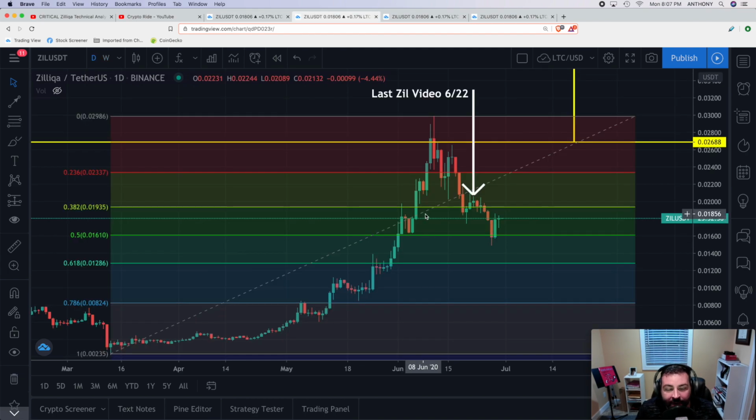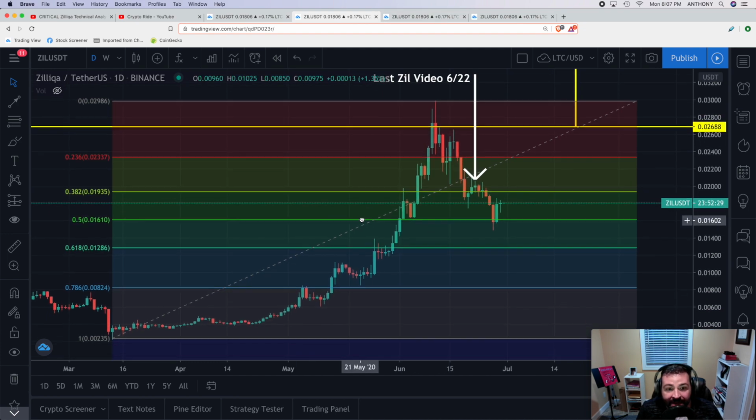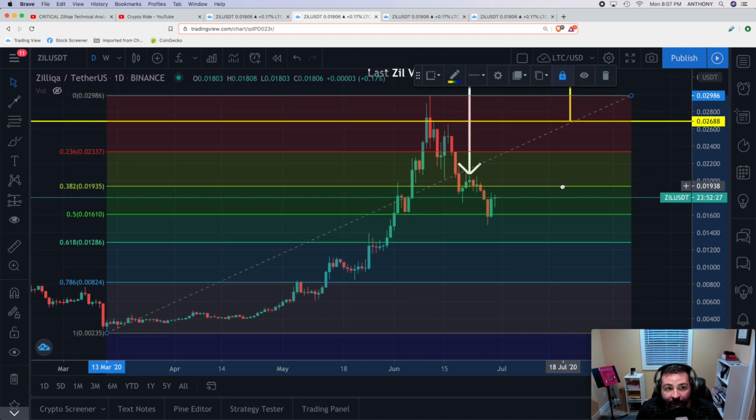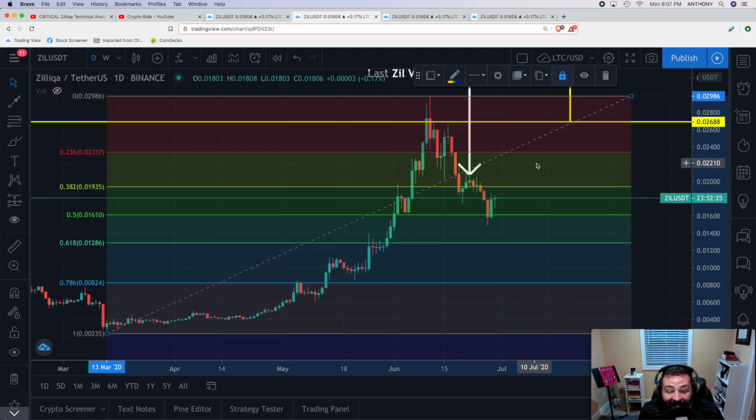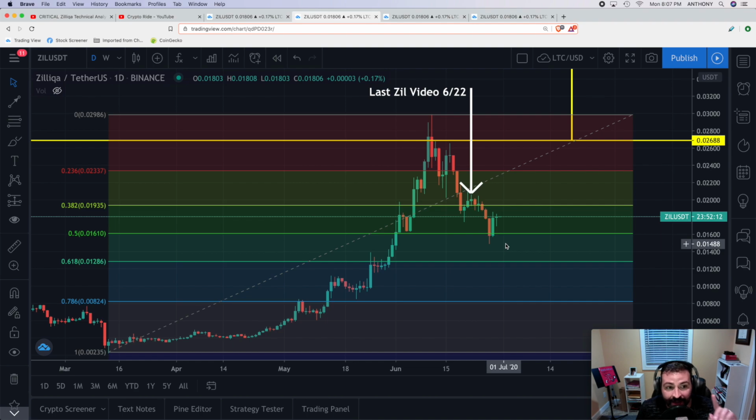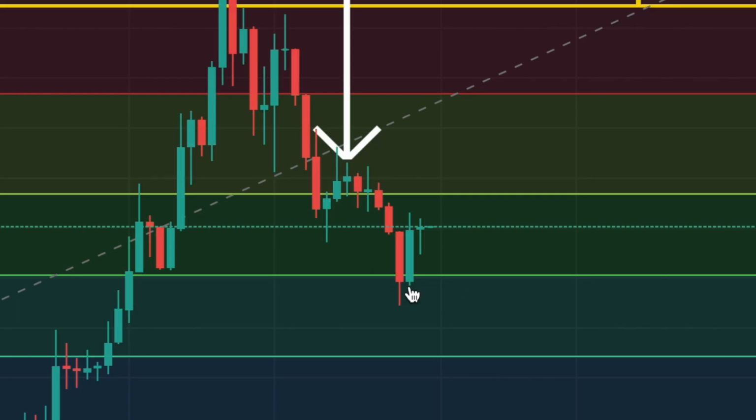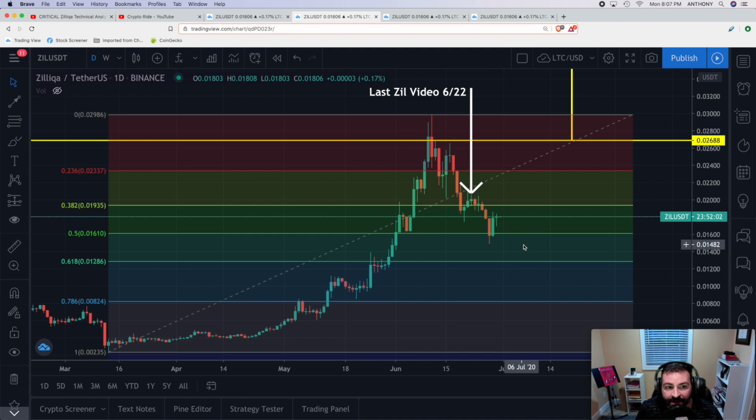Let's talk about what has happened since the last video. In the last video, I talked about these Fibonacci retracement levels. I showed them to you there, and I want to give you an update on them today. I do want to talk about the significance of this level right here. This is the 0.5 retracement level of our swing high. And of course, if you've been in Zilliqa, I'm sure you're well aware the swing high was 2.9 cents, right? So we have come halfway down.